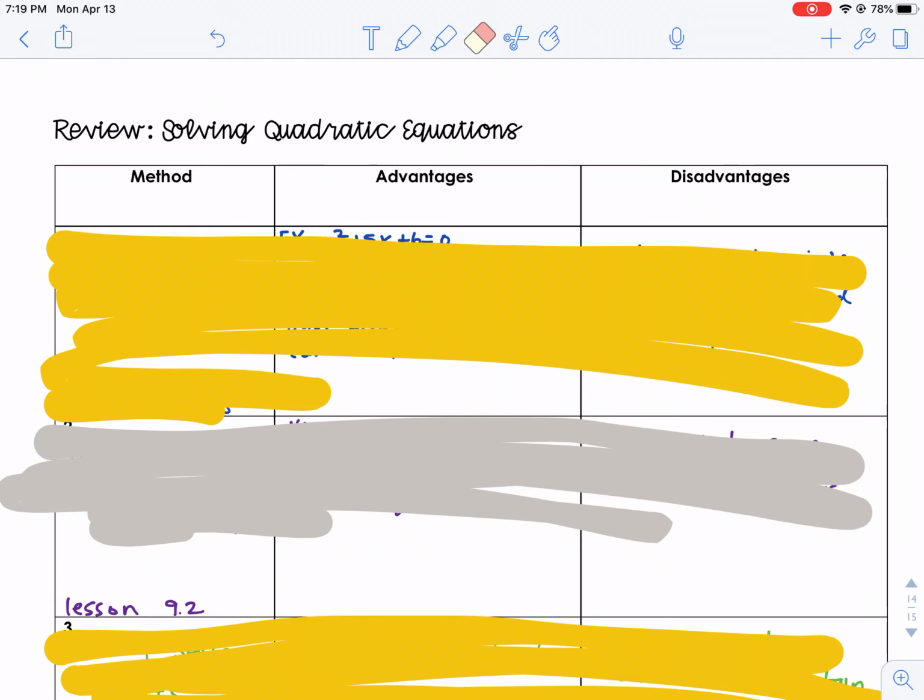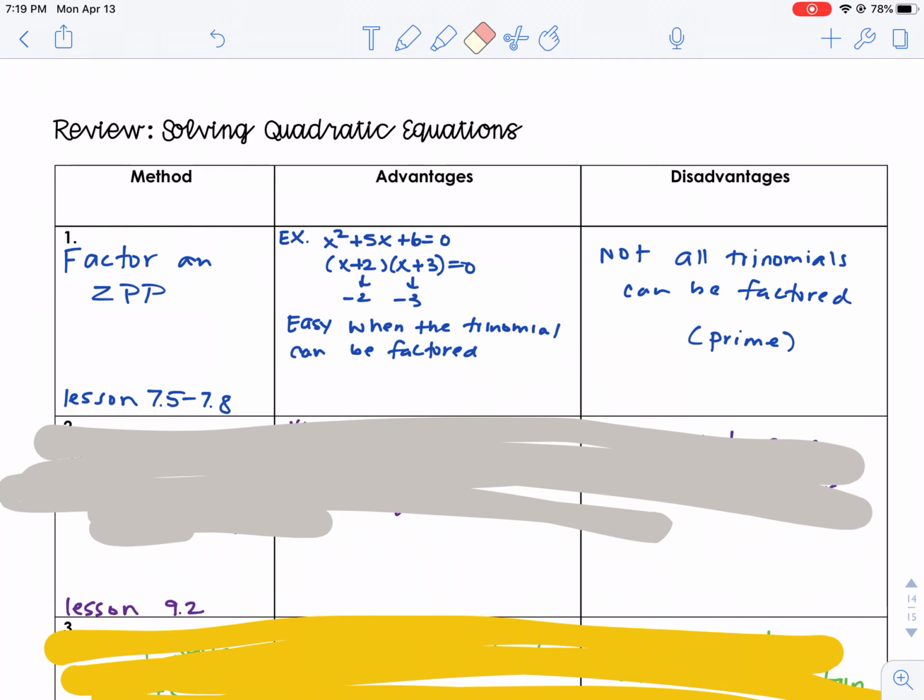So the first method is factoring and using the zero product property. And this was actually in lessons 7.5 and 7.8 when we did our factoring chapter. So an example here is a trinomial that we can really easily factor. And then we get the two answers using that zero product property of -2 and -3.